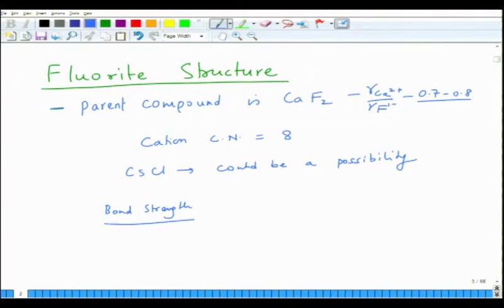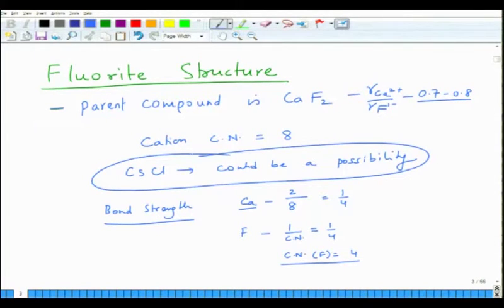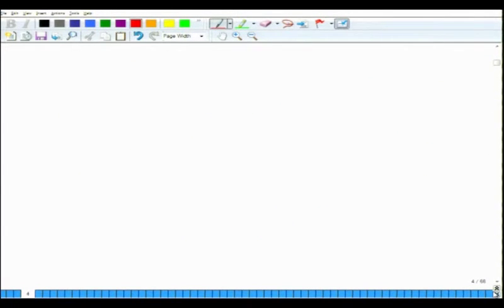Bond strengths of cations and anions should be equal, they should balance each other. For calcium, the valence is 2 and the coordination is 8, so the bond strength is 1 by 4. In case of fluorine, the valence is 1, so this must also equal 1 by 4, and the coordination number of fluorine must be 4. As a result, CsCl is not a possibility. We will see the CsCl structure later on, but basically it is a structure in which both cesium and chlorine are cubically coordinated.